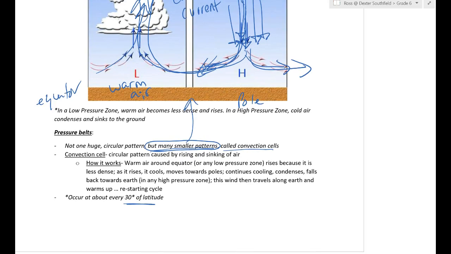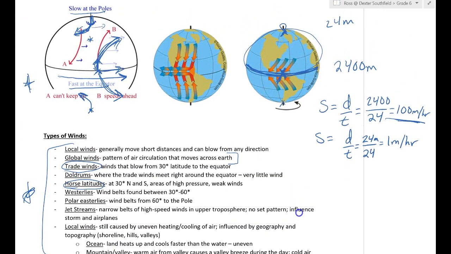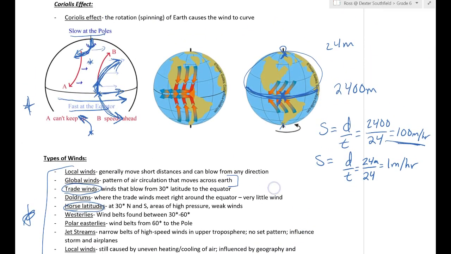So then we tie those together into convection cells, right? And you're going to realize that we've got not just one huge one that travels all over the Earth, but we've got convection cells at every 30 degrees of latitude. So essentially we just have many convection cells all over the place due to differences in temperature, right? Okay, so we're still there with it. But then it gets even weirder when we add in this whole Coriolis effect, right? And then the direction of the wind.